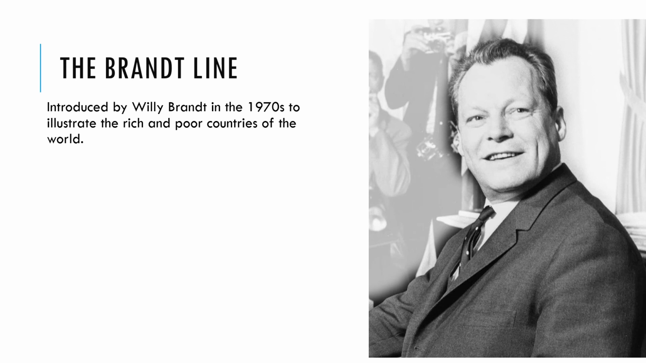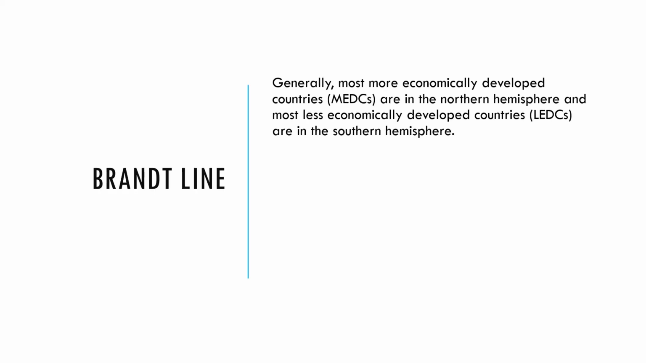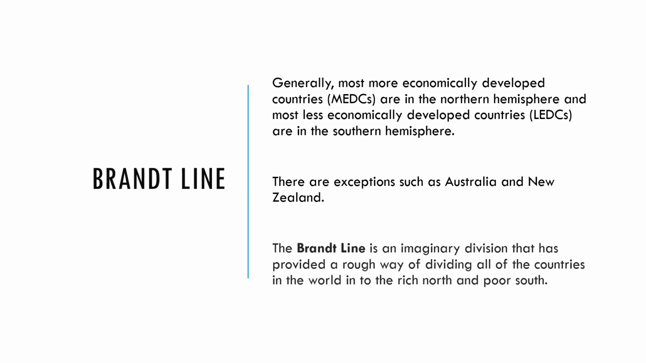So another way to look at this area of poverty and development is to consider something called the Brandt line. And this was introduced by the economist Willy Brandt in the 70s to illustrate rich and poor countries of the world. So generally the most economically developed countries are the middle income countries in the northern hemisphere, and the lower income countries, the developing countries in the southern hemisphere. There are of course exceptions such as Australia and New Zealand.